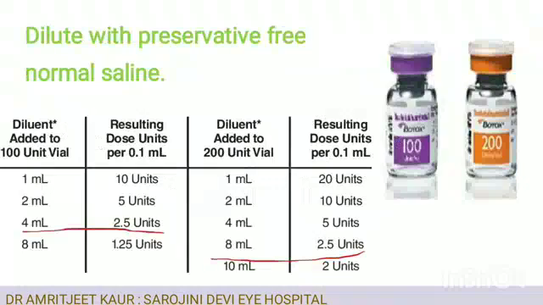This slide shows how to dilute Botox. Based on the vial used, either the 100 unit vial or the 200 unit vial, preservative-free normal saline is used. As the common dosage is 2.5 units per 0.1 ml, 4 ml is used for diluting the 100 unit vial and 8 ml is used while using the 200 unit vial.